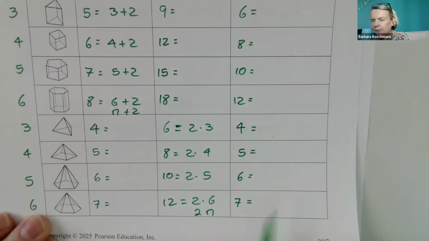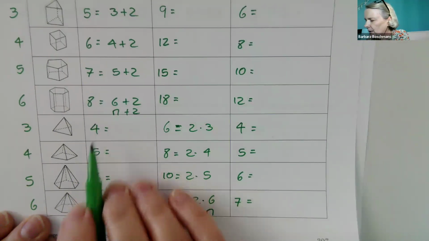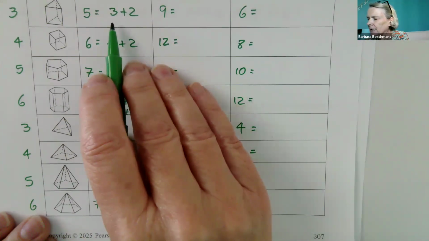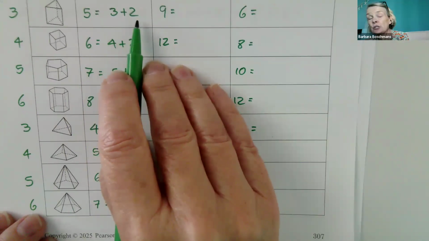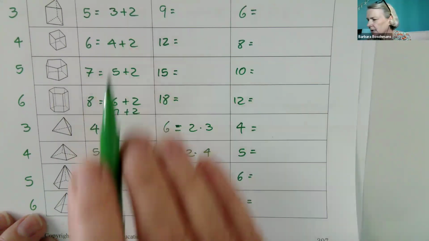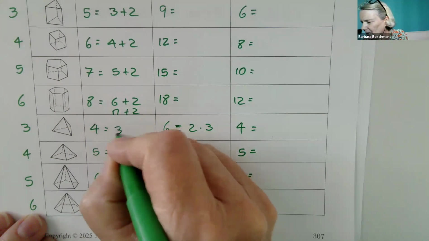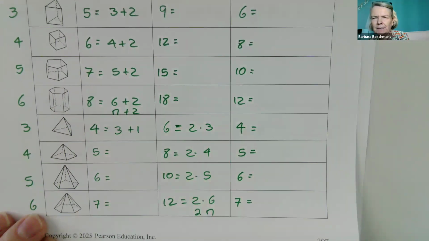For each of these, you want to go ahead and figure out a general formula. So for example, 4 is the number of faces. Well, right here, it was the number of sides of the base plus 2 because there were 2 bases. Well, here, we only have 1 base, so this would be 3 plus 1.